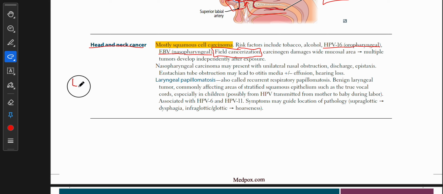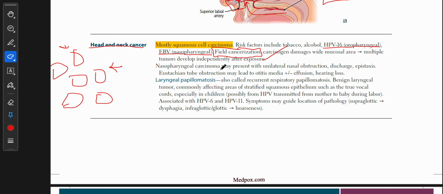So there are these tumors. These are multiple tumors, and they develop very much independently. That is called field cancerization, because the carcinogen attacks this wide mucosal area right here. That causes field cancerization, and that is what we have to remember.